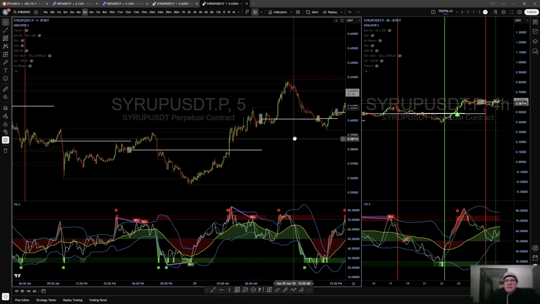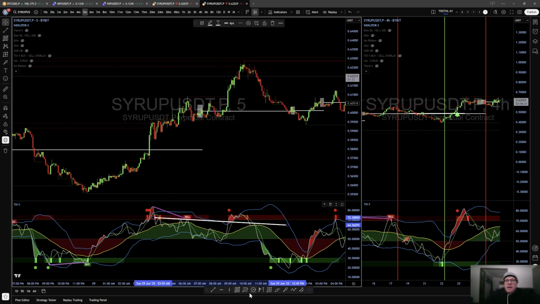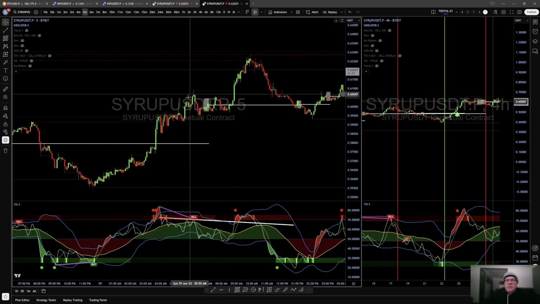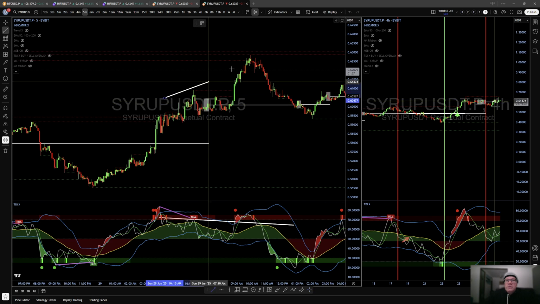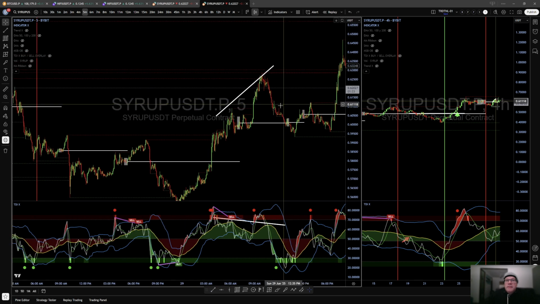Here's an interesting case too. This is a nice little bear div on a 5 minute, and believe it or not, a money flow bear div. These play out pretty nicely too, at least here.